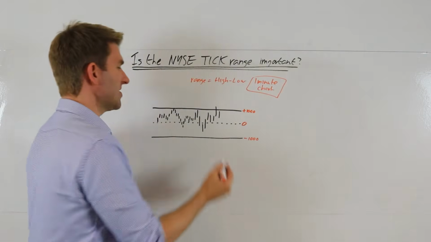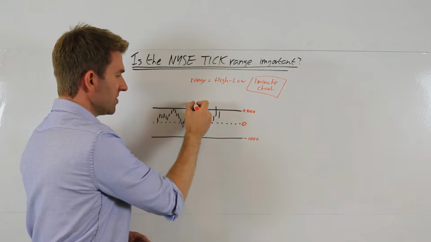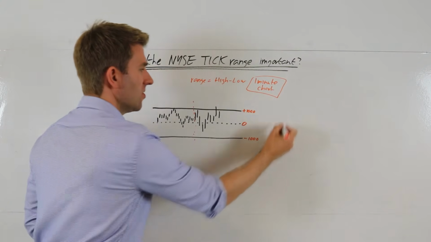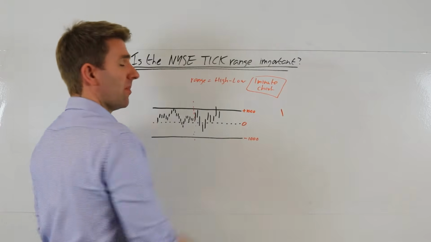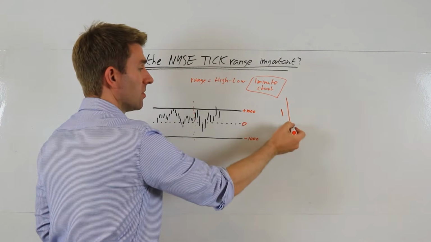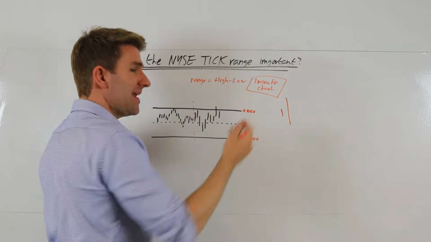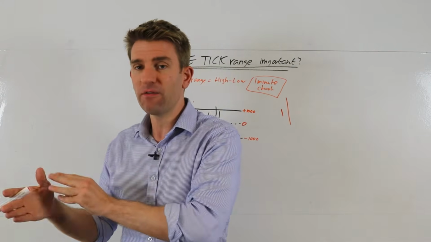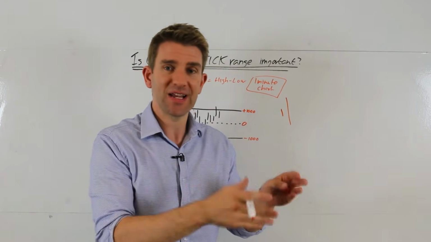What is important is the range of these ticks. Look at the distinct difference between the ranges here and here. That might be one bar, or one candle, and this might be the next one, right? So in 1 minute, you're getting an extreme of the amount of people who are buying on the offer versus the amount of people who are selling on the bid.